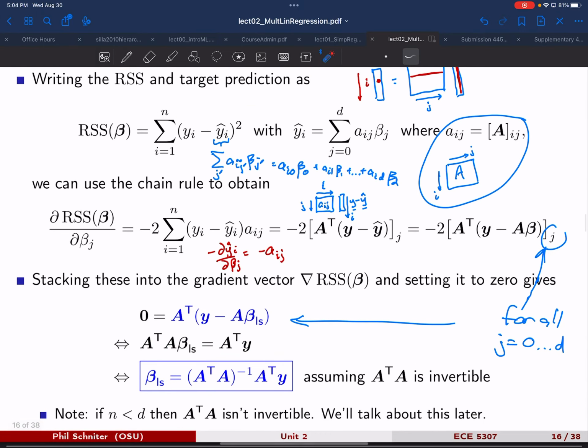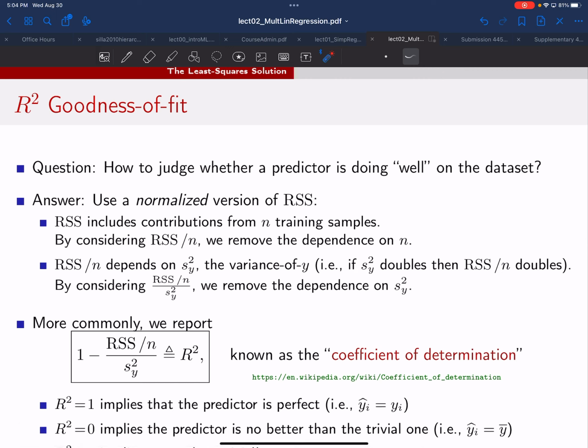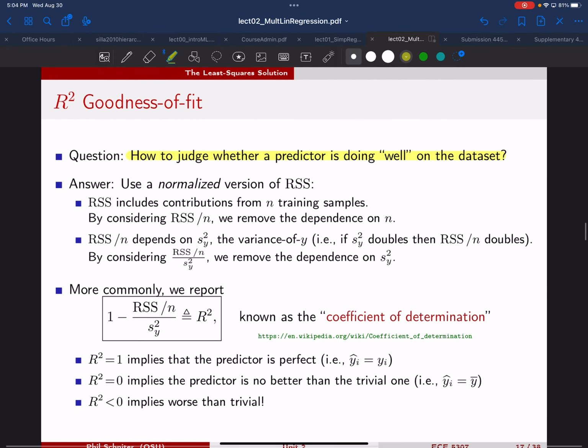Okay. All right, any other questions on this page? Okay, so in terms of measuring how well our predictor is doing, it's exactly like what we did in the last unit. In fact, this slide is an exact copy of the slide in the last unit. We use a normalized version of RSS. Essentially, we take our RSS, we divide by n to get rid of its dependence on data set size. We divide by the variance of the targets y to get rid of the dependence on the absolute size of your targets. And then to use standard terminology, r squared, you subtract that normalized thing from 1.